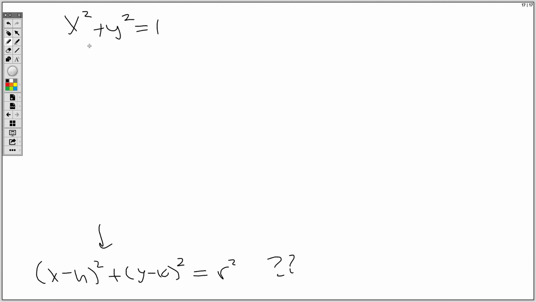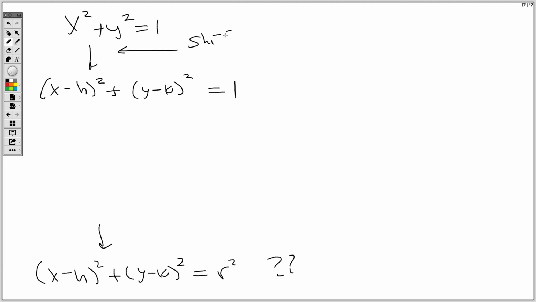Well, first thing we'll do is we'll replace x with x minus h and y with y minus k. So as we mentioned before, this will shift right h units and up k units. Oh wait, no, I want to do the other way around. We're not going to do the shift first. We need to do the stretch first.